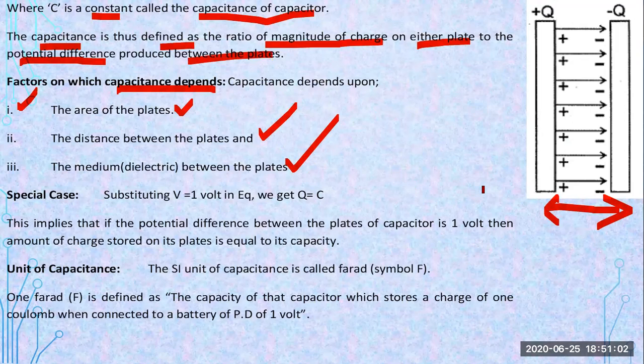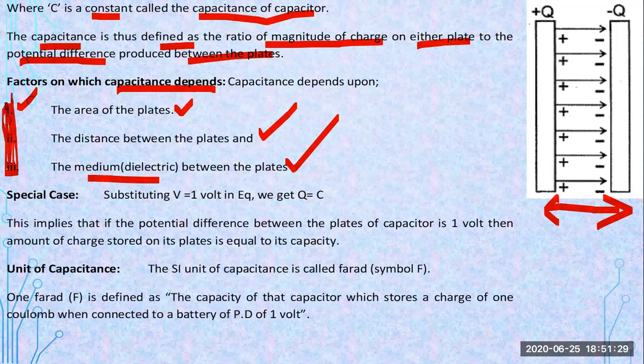You have seen there was a wet, oily type of layer of paper sheets inside the capsule. That wet material was basically the dielectric between the two plates. So it depends on the medium, the dielectric between the two plates. So here it is: on what factors does the capacitance depend?